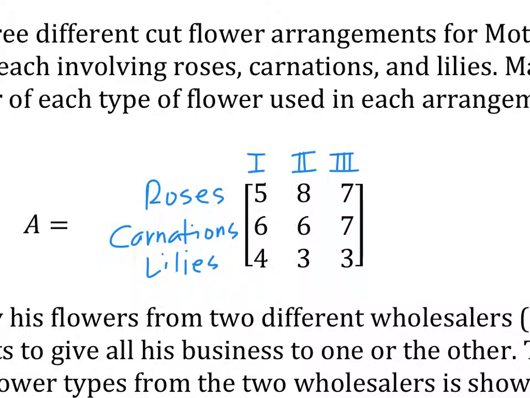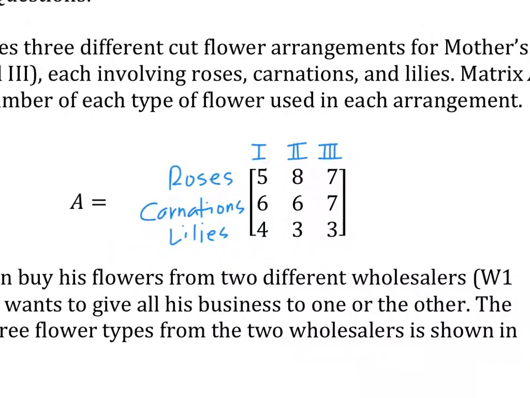So how do you read this? This means arrangement 1 uses 5 roses, 6 carnations, 4 lilies. Arrangement 2 uses 8 roses, 6 carnations, 3 lilies. Arrangement 3 uses 7 roses, 7 carnations, 3 lilies. So this is how you read it. Of course, you can read it the other way too, but vertically might make more sense in data. All right, so that's the first part.